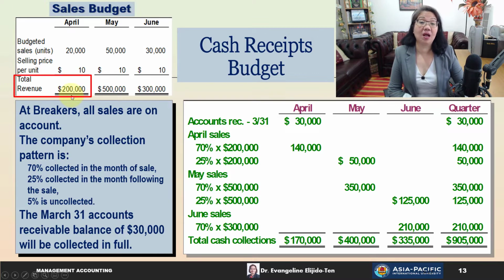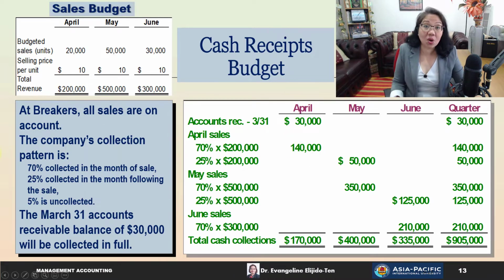In April, our expected sales revenue is $200,000. So 70% of that $200,000 is expected to be collected in the same month, April. What about the other 25%? It says 25% will be collected in the month following the sale. So 25% of the April sales of $200,000 will be collected in May. That means that in the month of April, we are expecting to collect a total cash of $170,000.